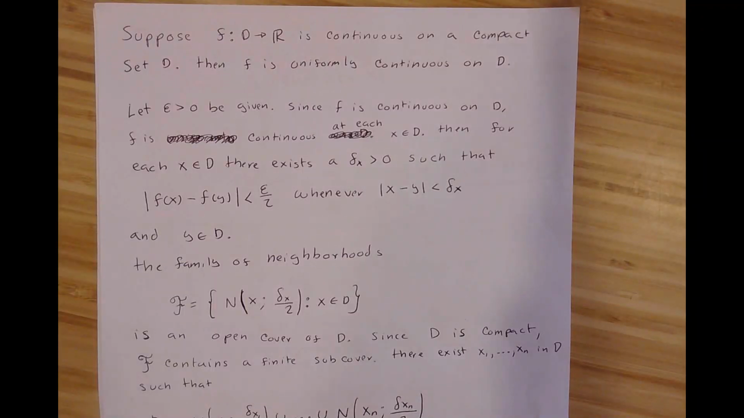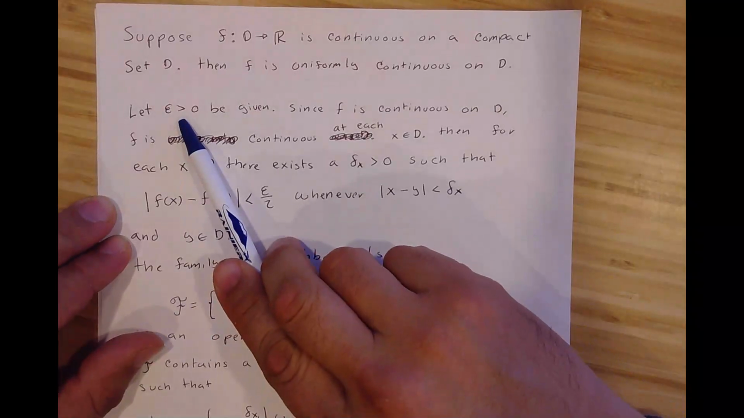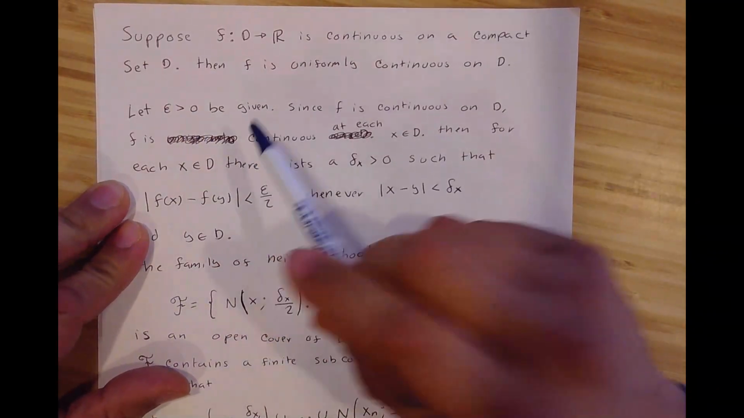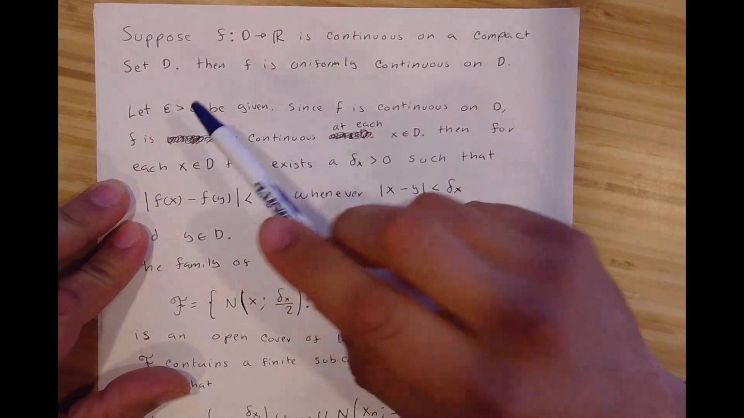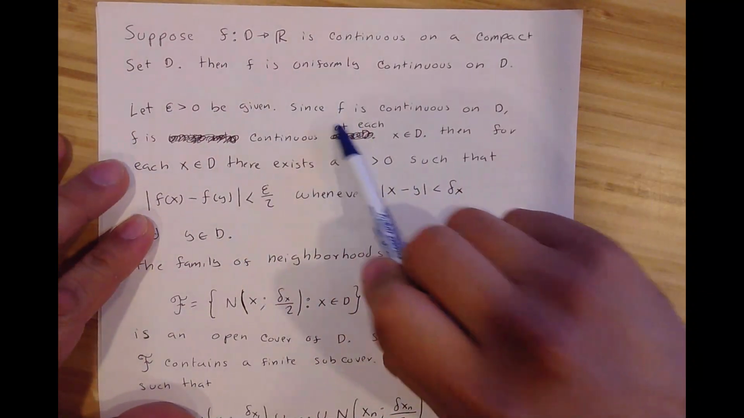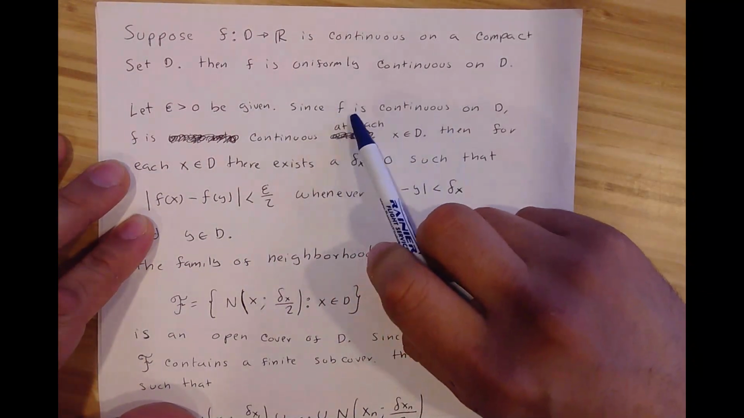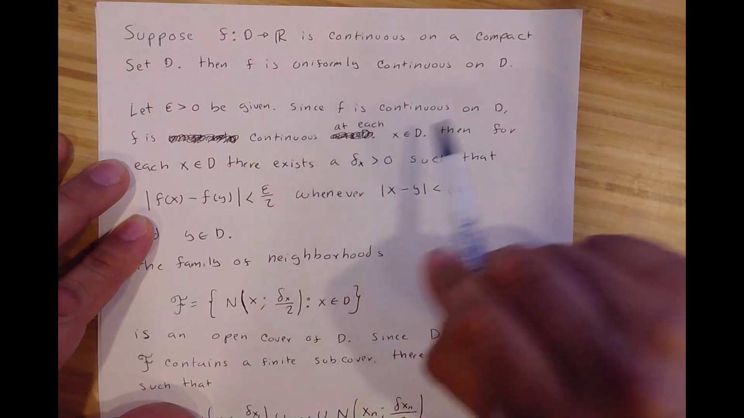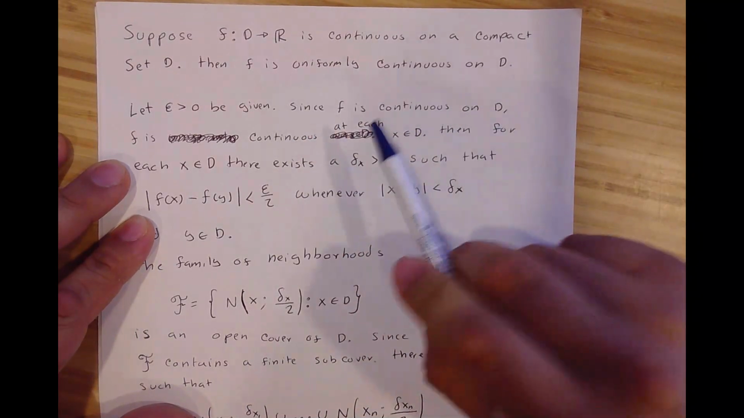Okay, if we have a function that is continuous in a compact set, then f will be uniformly continuous in that set, right? In that domain. So, how can we prove that statement? Let's, of course, start with the epsilon greater than 0, that we have given as an input. Then also we have the assumption that f is continuous on D.